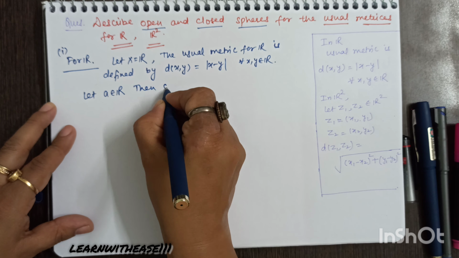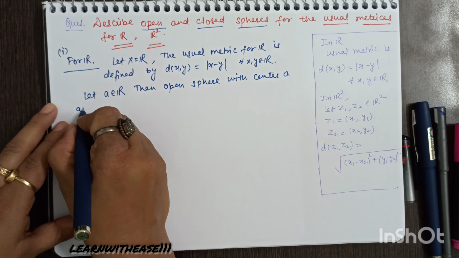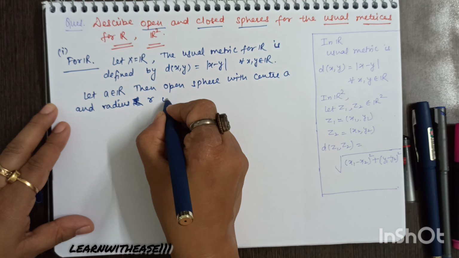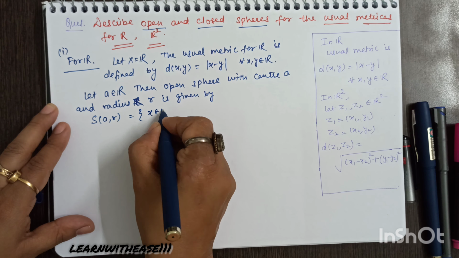Let a belong to R be any fixed number, then the open sphere with center a and radius r, as the definition suggests. I'm writing the definition. It contains those elements of the metric space.